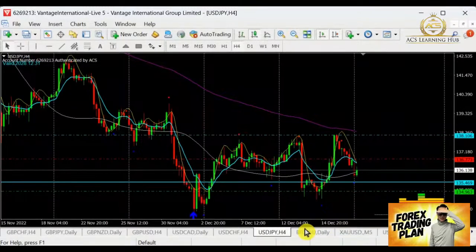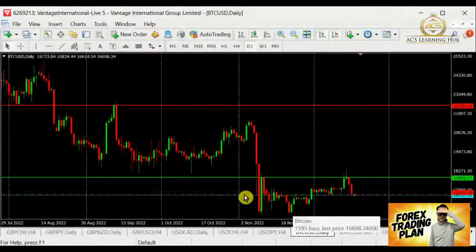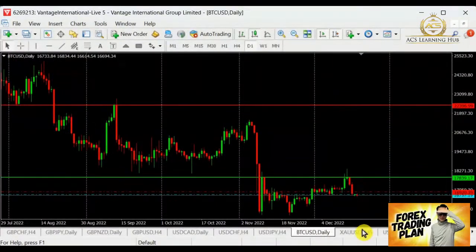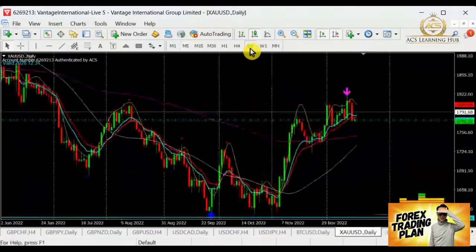Then Bitcoin. Let's take a look. Bitcoin, we have hit on the price of 16.7. Sorry, not 16.9, so 16,007. So over here we are still looking for something, so let's hang on with that. How about the gold? Well, let's take a look at the gold.